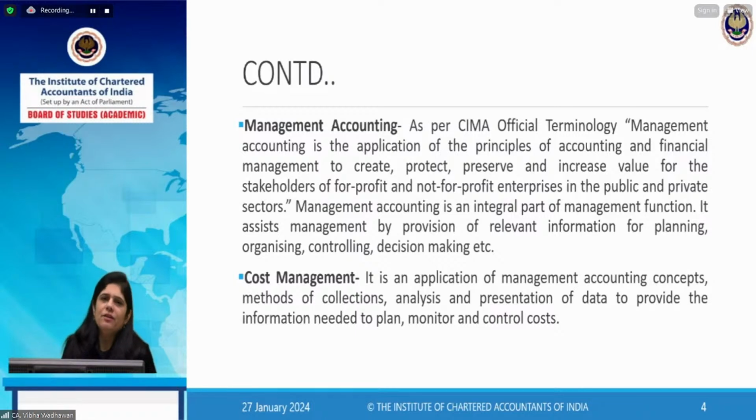So first we do our part of cost accounting. Then we combine it with the methods and the policies and the principles of management accounting to make it a better way of presentation, better increasing the value of the stakeholders, and it becomes cost management. All right. So these are the terms which you need to know when you are learning cost and management accounting.